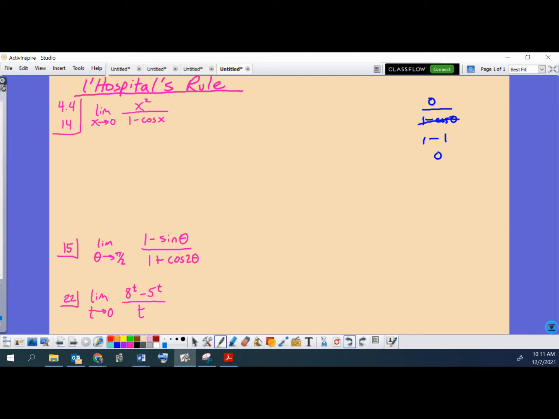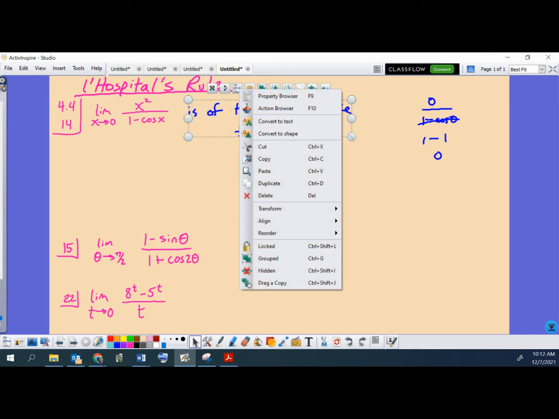You do, however, have to show something to justify that we can use L'Hopital's rule. So you have 2 choices. You can either write "is of the indeterminate form 0 over 0." That justifies using L'Hopital's rule. Or you can, and I don't like to do it that way. I don't like writing a lot of words in a math problem if I can just show it mathematically.